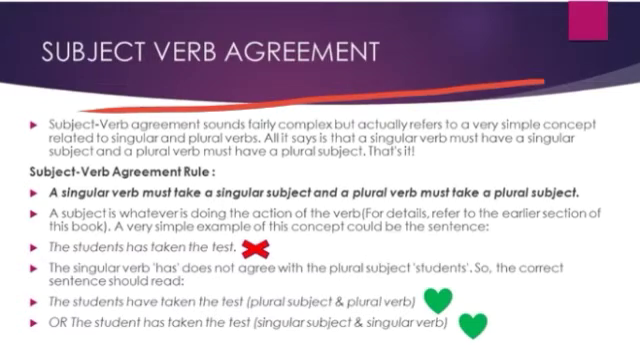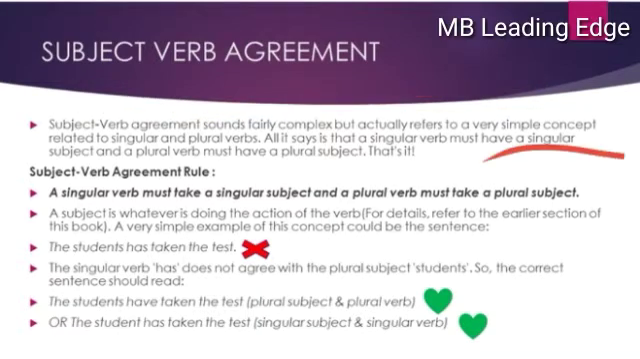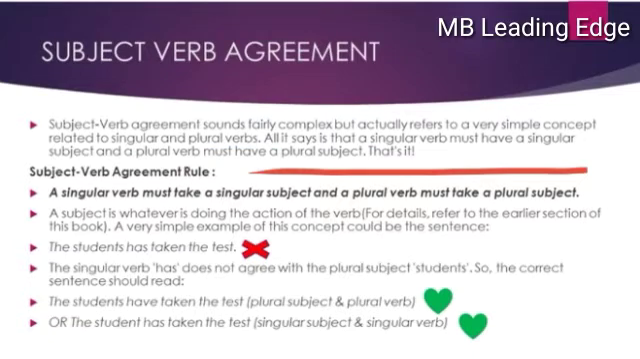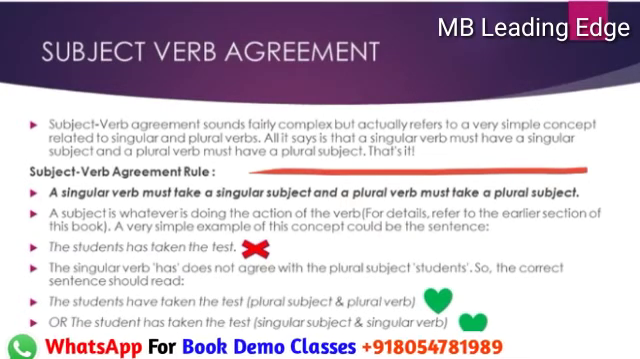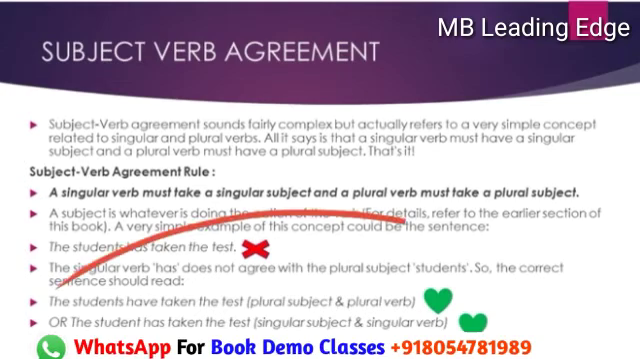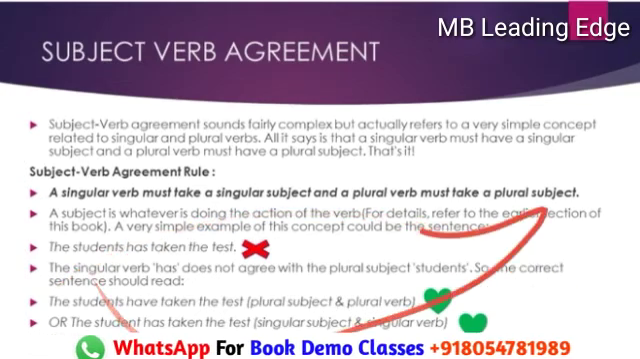So subject-verb agreement. Big words, right? It seems so complicated, but actually it refers to a very simple concept, right? About singular and plural verbs. All it says is that a singular verb must have a singular subject and plural verbs must have a plural subject. That's it. So basically it's very simple. Singular verb, singular subject, plural verb, plural subject.